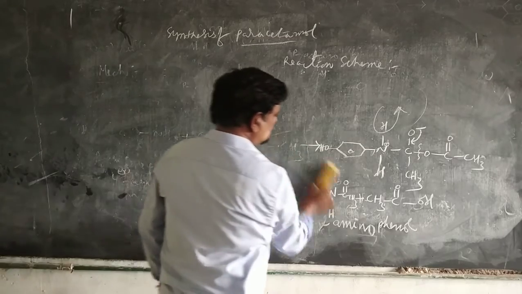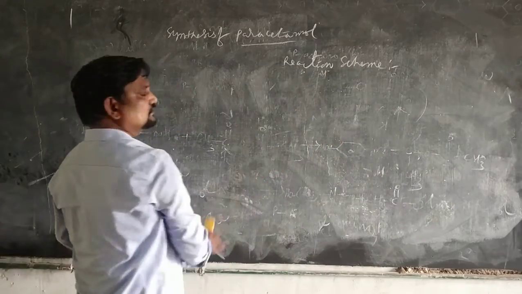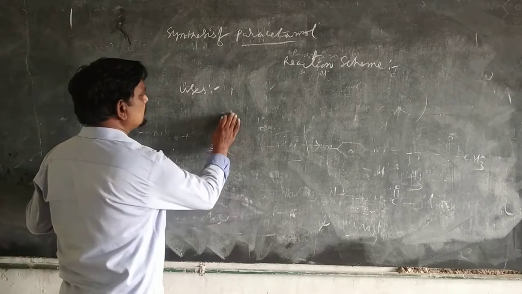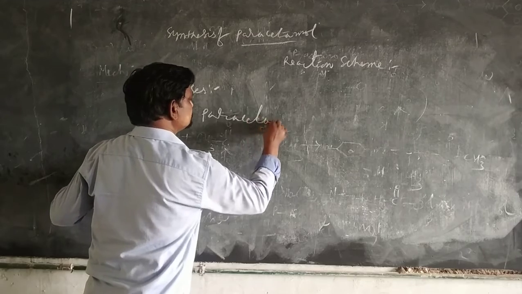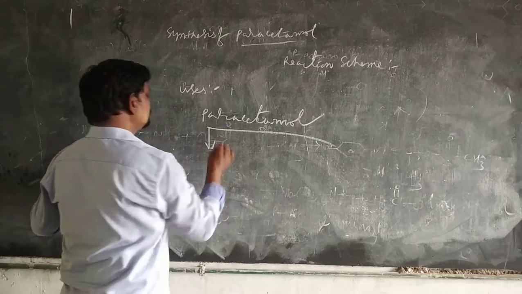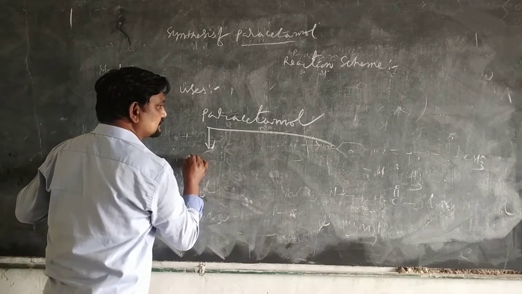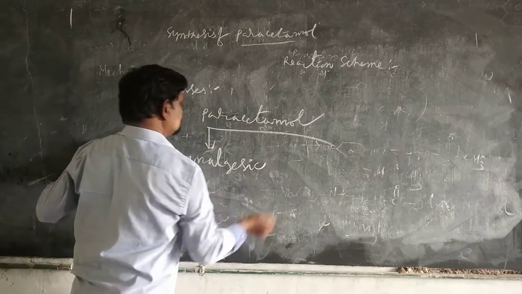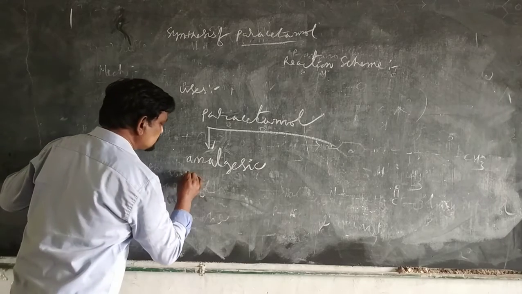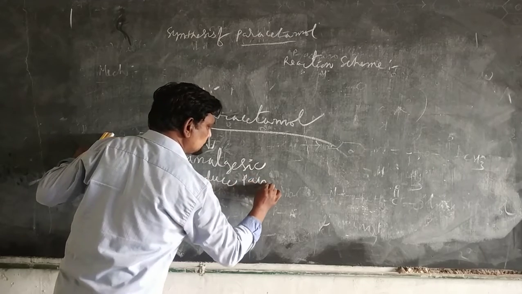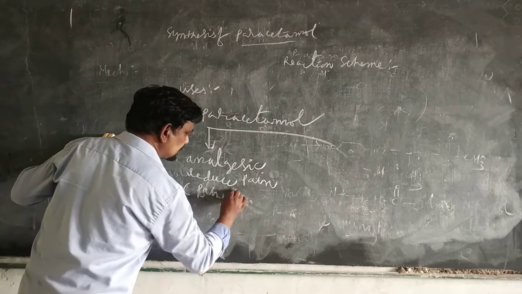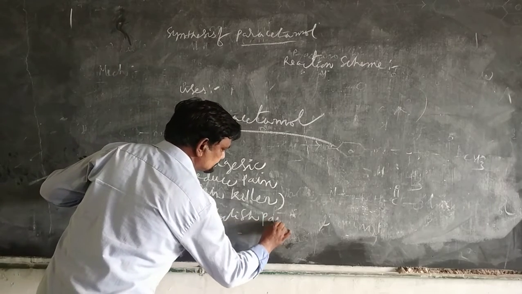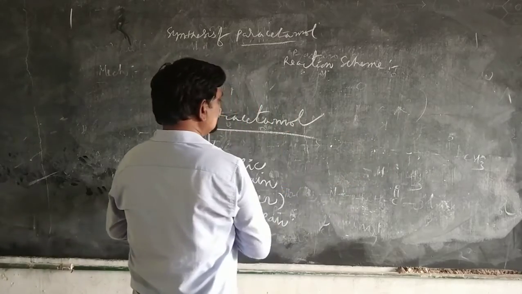Paracetamol also has multiple clinical uses. Paracetamol acts as an analgesic and antipyretic. So the first use: paracetamol can be used as an analgesic. Analgesic means it reduces pain, or is a painkiller, or abolishes the pain. And it can be used as an antipyretic.